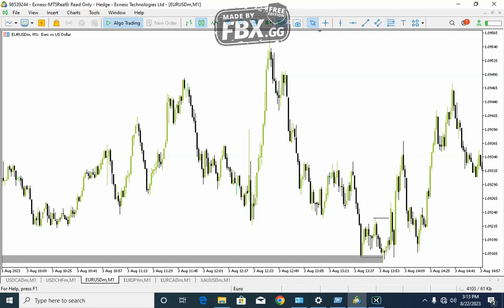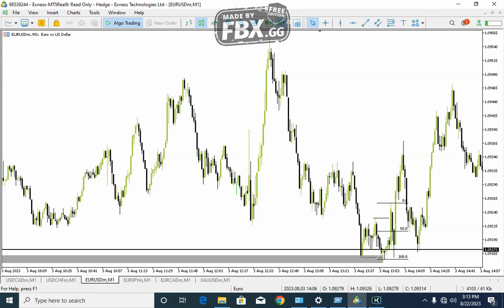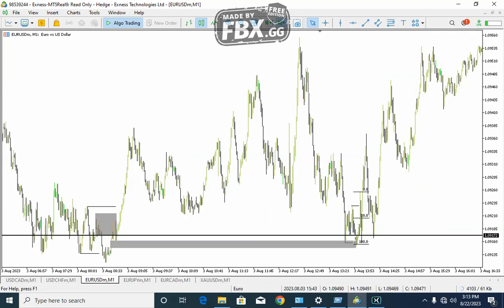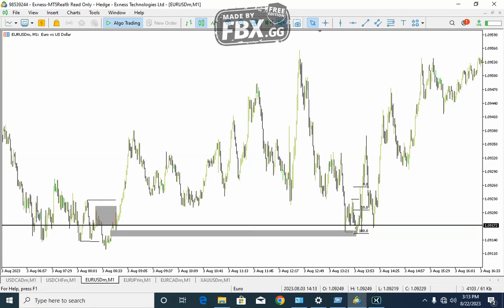So the market broke structure to the upside. After that, where will you enter? That will really be a nice entry for you. For me, I will just enter around here, and my stop loss will just be at the bottom low right there.